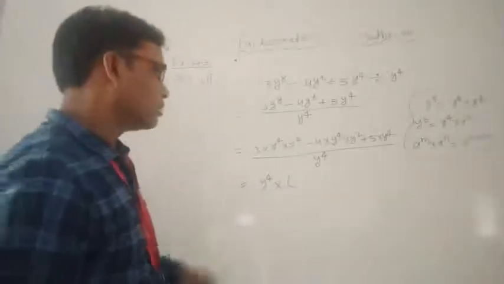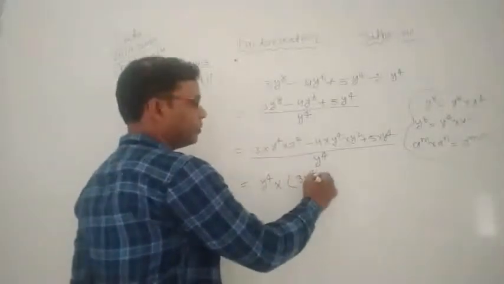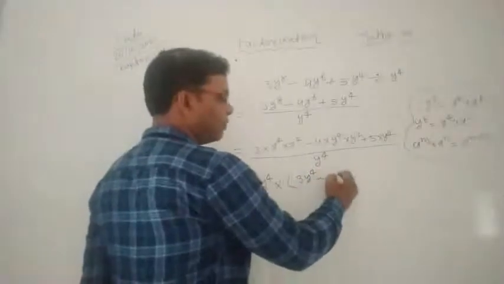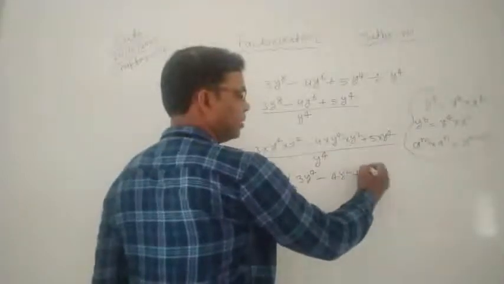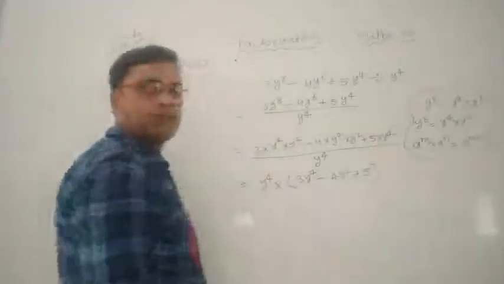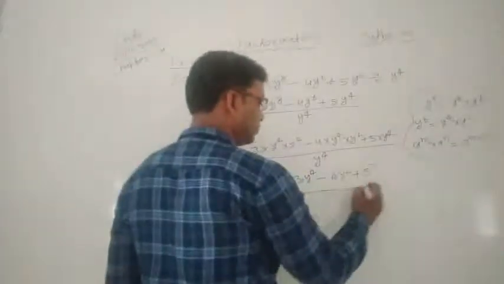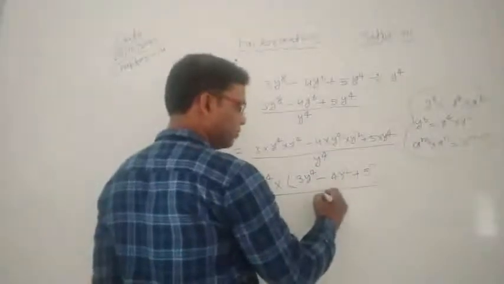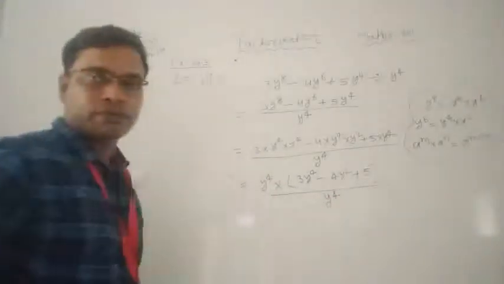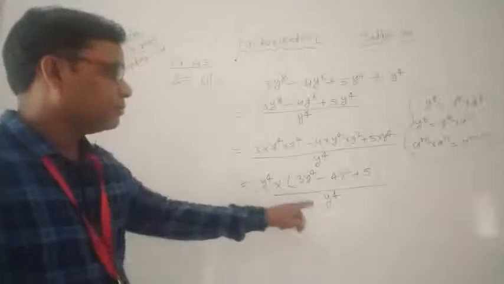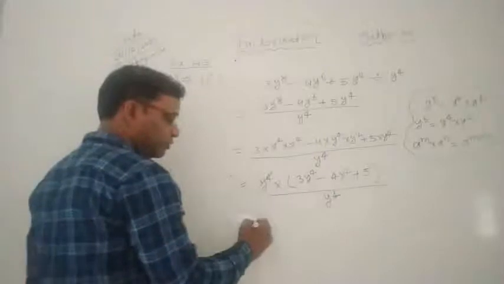Okay, so we have in the first term 3y power 4 minus, in the second term 4y square plus, in the third term we have only 5, because we took y power 4 as common, and divide by y to the power 4. Okay, so you can see here y to the power 4 in numerator and denominator are both common, so you can cancel it.